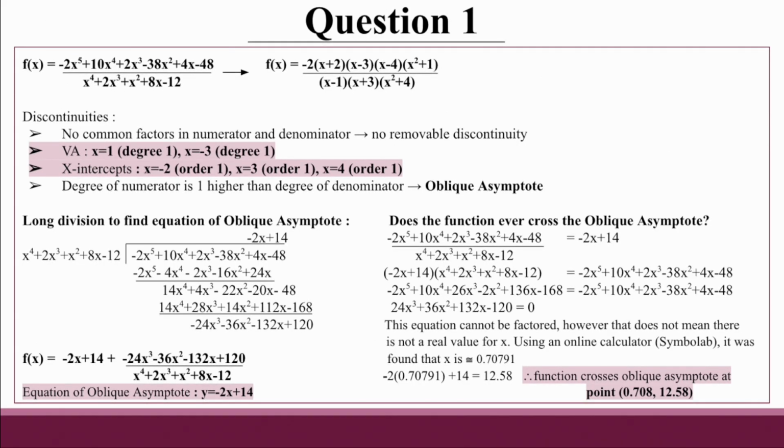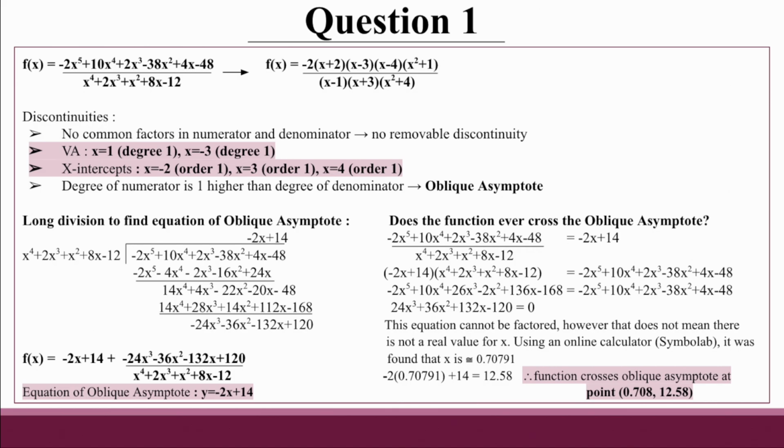Taking a look at the numerator now, we can see that there are three factors that can be set to 0. X plus 2, x minus 3, and x minus 4. The zeros of these factors are negative 2, 3, and 4, representing the three x-intercepts. X squared plus 1 cannot be set to 0, and therefore it does not represent an x-intercept.